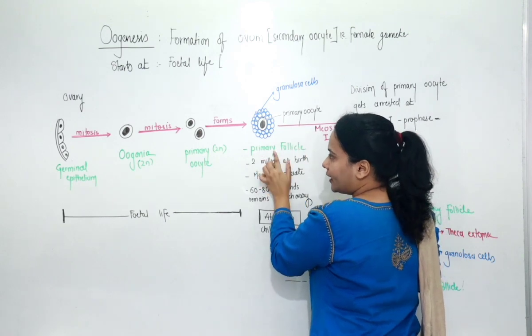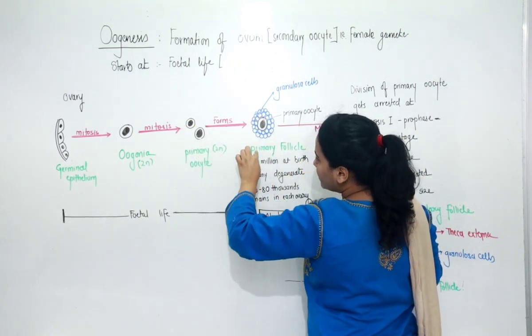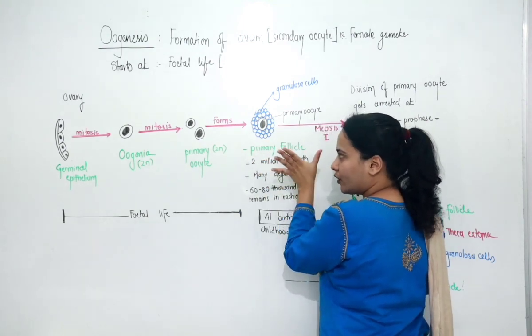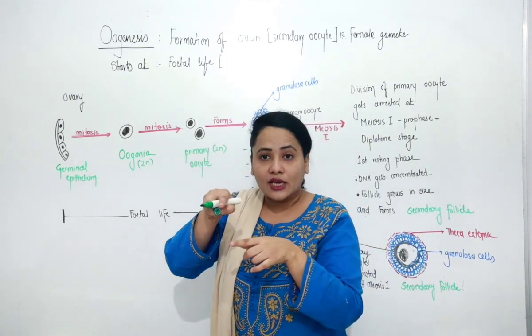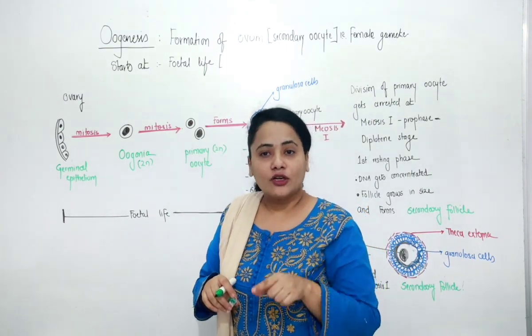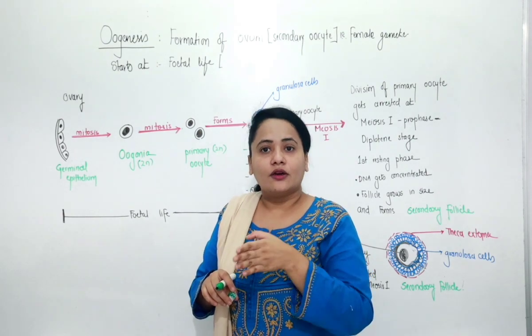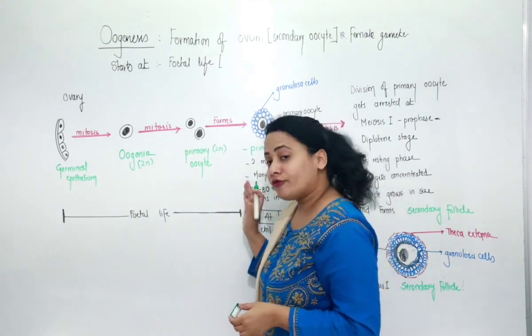So let me tell you that an oocyte is a single cell. If it is surrounded by other cells, it becomes a follicle. Right? So this is the main point which you need to remember. So the primary oocyte is inside the primary follicle. A follicle is composed of oocyte plus granulosa cells. Now this is at the time of birth.